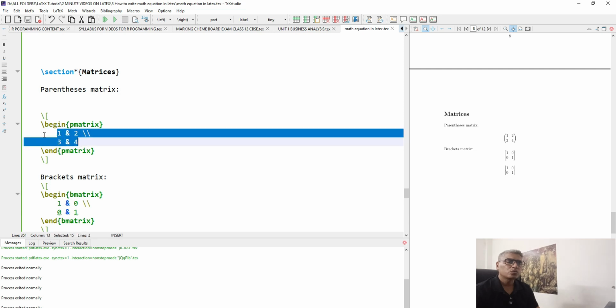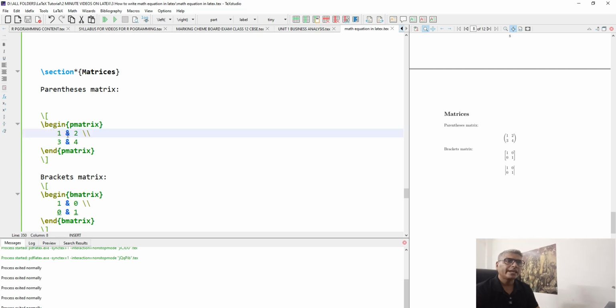That means we are using 2 rows and 2 columns only. So first element is 1, then you have to write &, so that LaTeX Studio while rendering should understand that this is our second element of the second column. Very simple. Similarly, to give a break, that means after this we are saying that now we are going to start the next row. That's why we are using these two slashes. After that we have written 3 and again 4. So in this manner we have written a 2 by 2 matrix here.